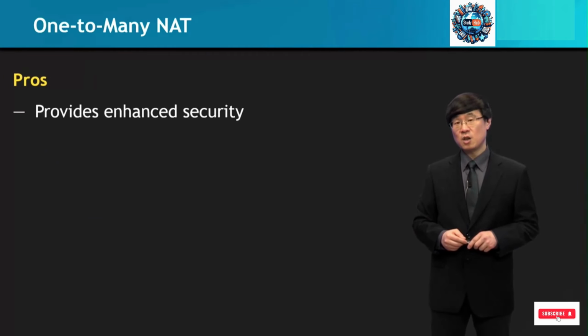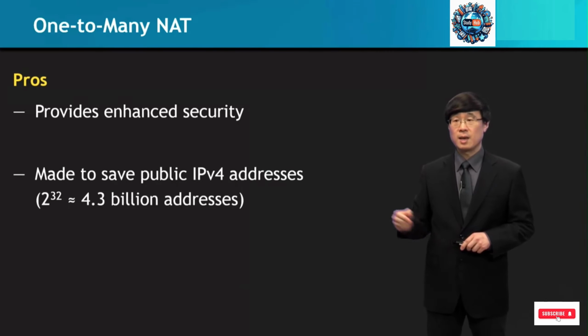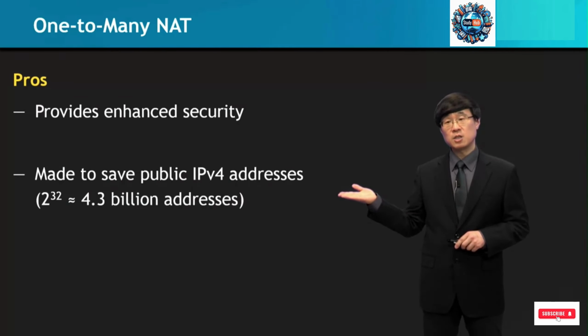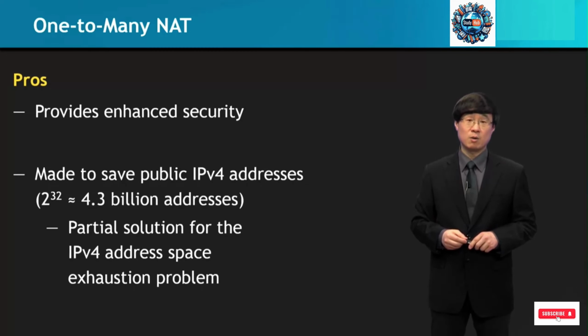Some of the advantages of one-to-many NAT include it provides enhanced security, and also it was made such that we could save public IPv4 addresses, which we are running out of very quickly.